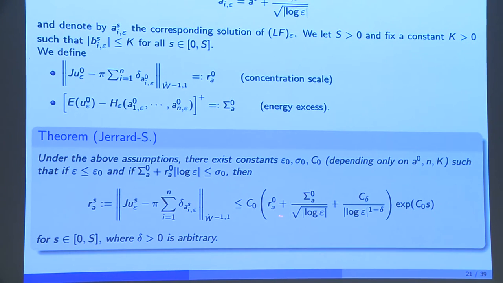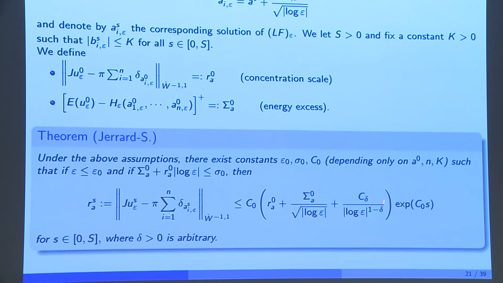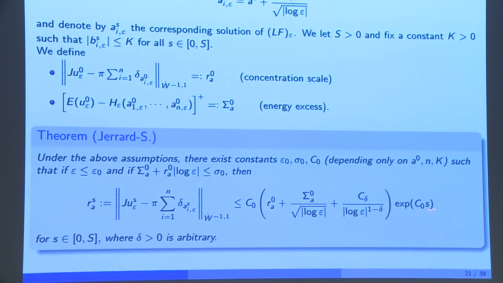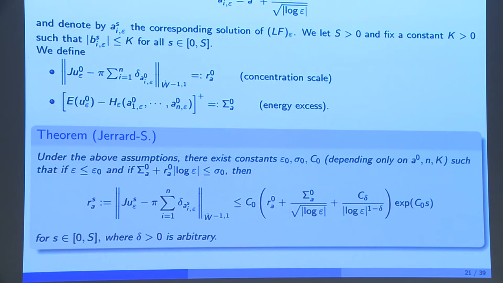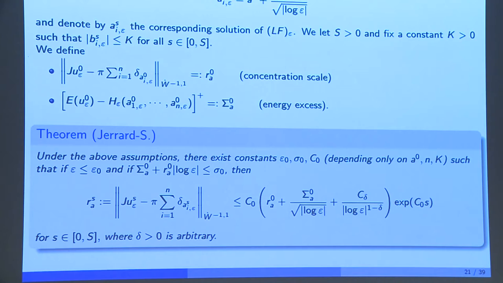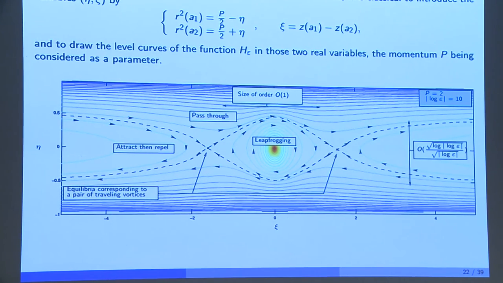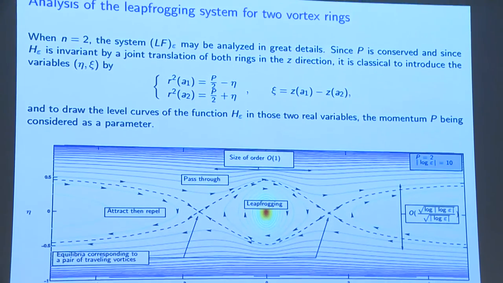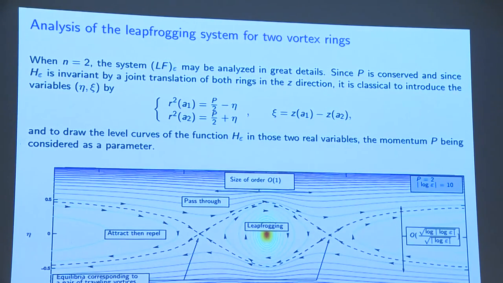And this I can make as small as I wish by my initial data, and we have this loss which comes from technicalities in the proof. There has to be something here, and the point is that we have an exponential here, but with no singularity in epsilon. There is no one over epsilon or something like that here, whereas there was a one over epsilon square in the equation. So for times of order one, we can say that the behavior of the Gross-Pitaevskii equation is essentially the same as the behavior of the leapfrogging ODE. Now the leapfrogging ODE, I have depicted here its phase diagram when there are only two vortex rings.